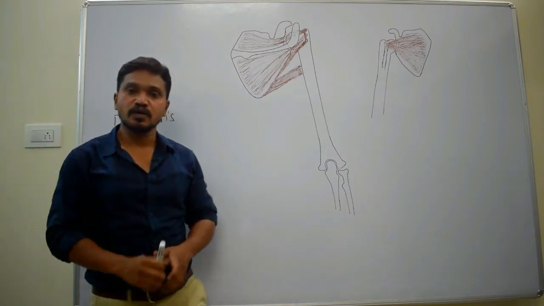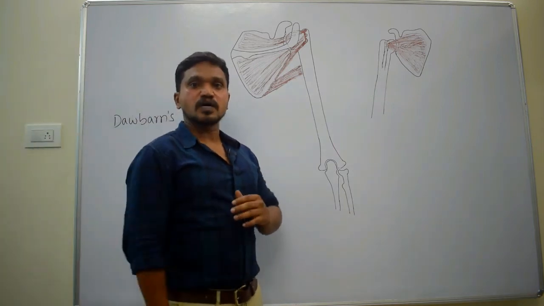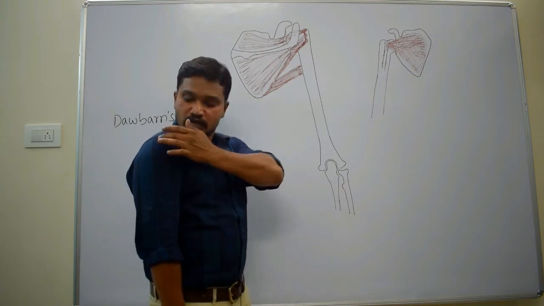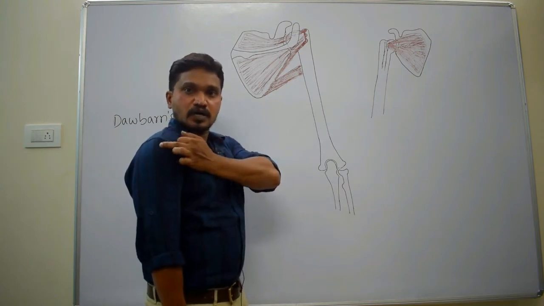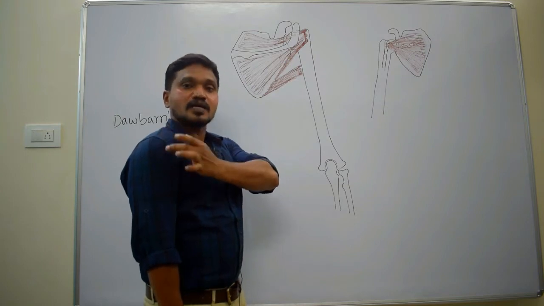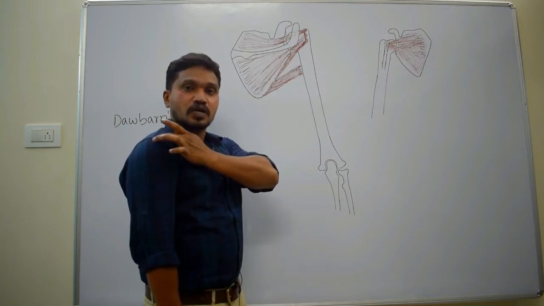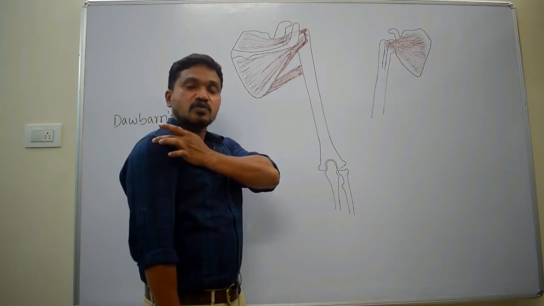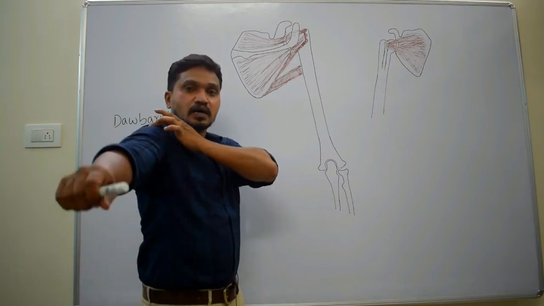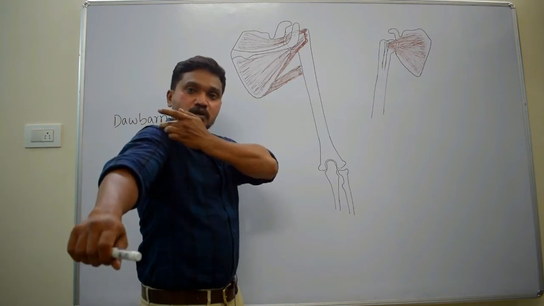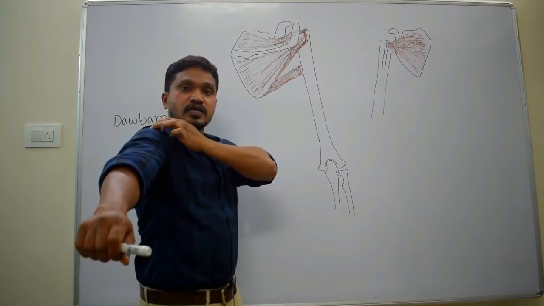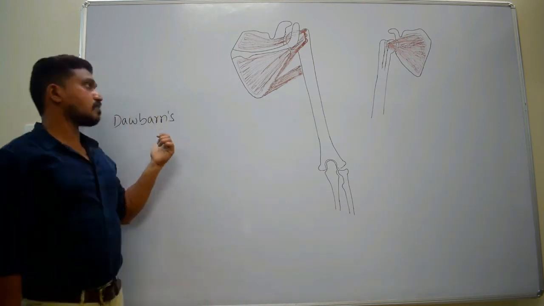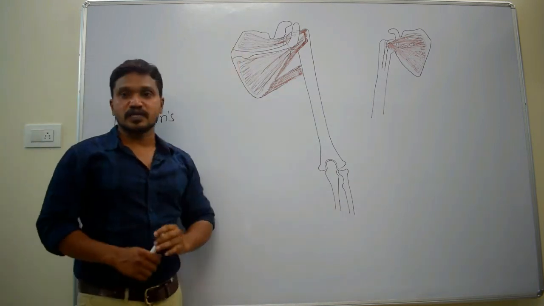Right? Very simple. We ask the patient to keep the arm by the side of the body. Then we compress over the upper part of the deltoid muscle. If he feels pain, there is inflammation of the subacromial bursa. Then at the same point you compress, but this time you ask the patient to abduct. When the patient abducts, the bursa is pushed medially. If you compress over it, the patient will not feel pain. That sign is called Dawbarn's sign. That is about the supraspinatus muscle.